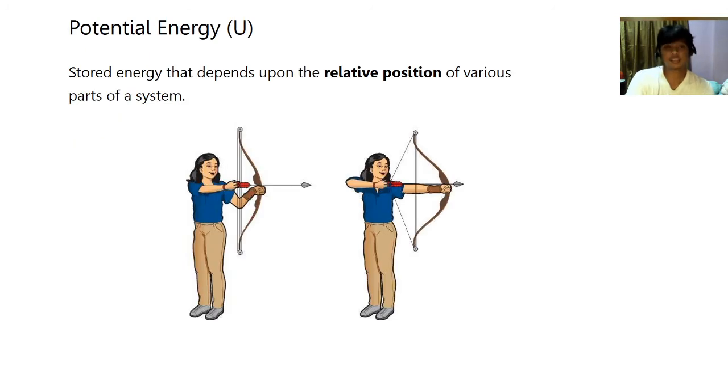So potential energy. Potential energy is U, that's the symbol, or you can use PE if you want. And it is the stored energy that depends upon the relative position of various parts of a system. So what that means is when you have a system, or in this case our system is the bow and arrow and the girl, a system is just a group of objects that we are studying.